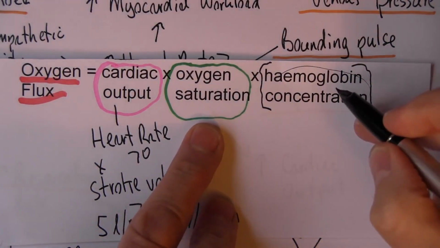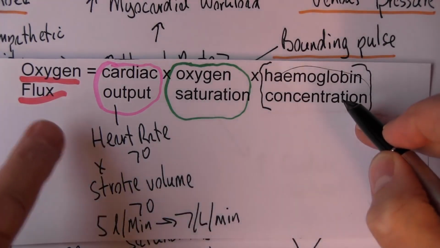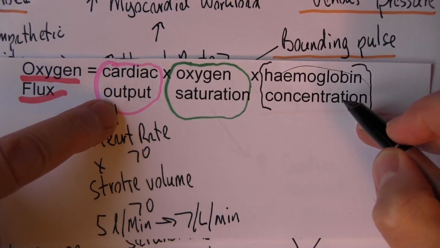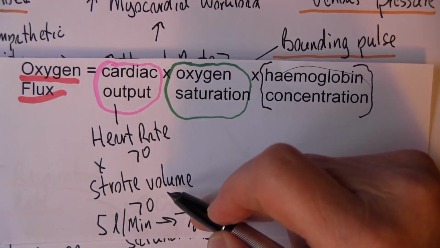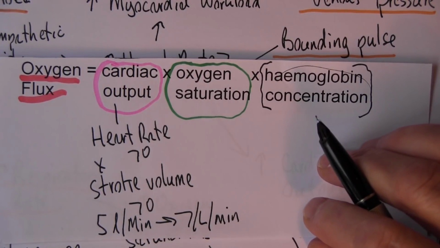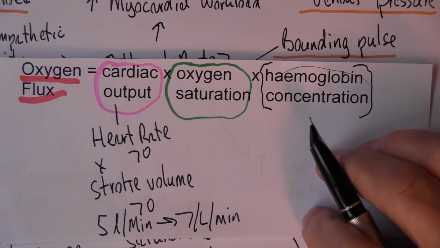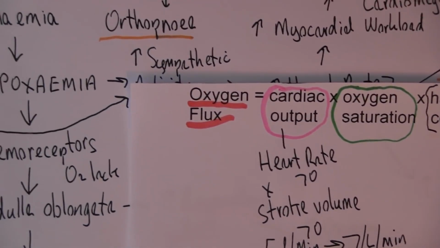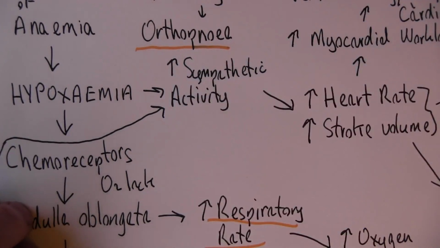Because the blood's carrying plenty of oxygen, because there's plenty of haemoglobin to carry the oxygen, the flux will be adequate, so the cardiac compensation will no longer be necessary. So the tachycardia and the increased stroke volume, all designed to increase cardiac output, will no longer be necessary. And the complications, the long-term complications associated with that, won't occur because of your interventions.